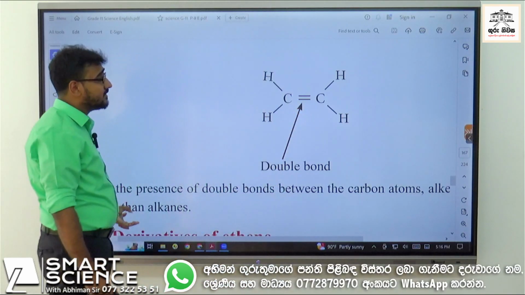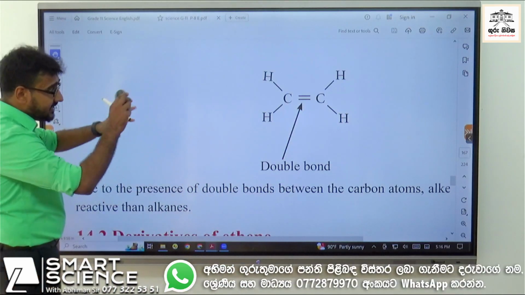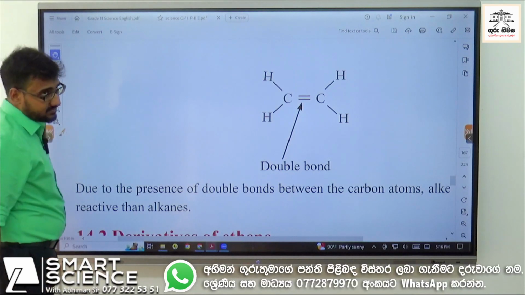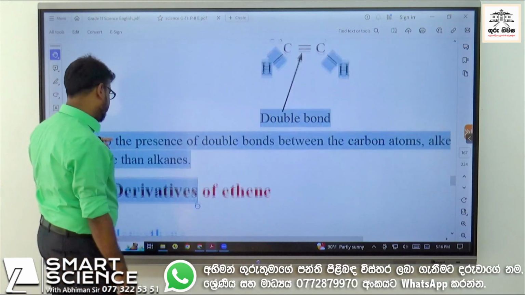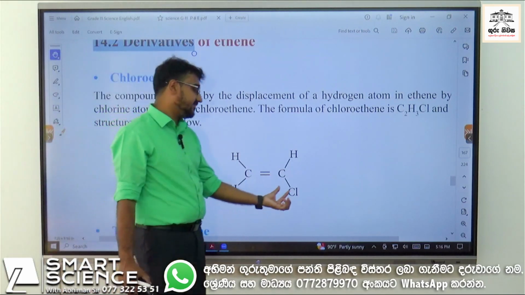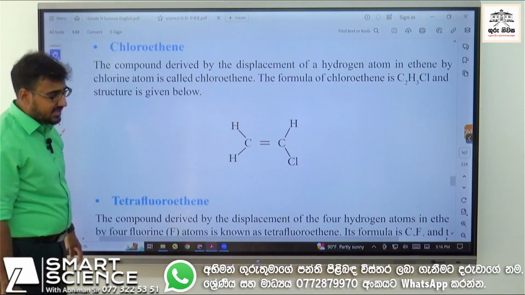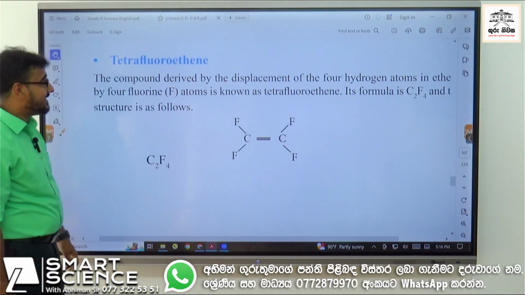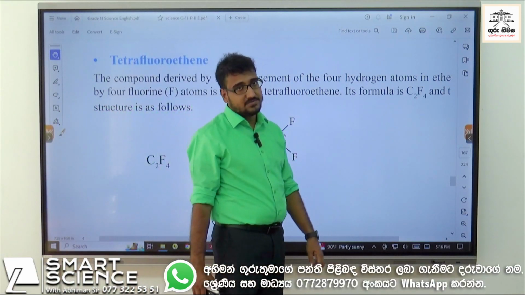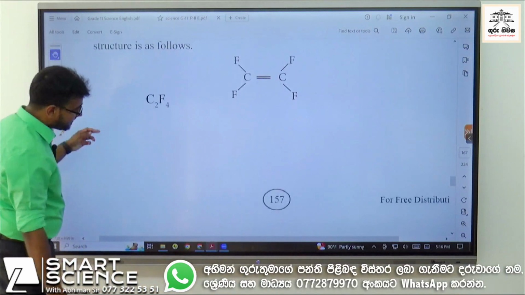And we can create a lot of derivatives by using alkene, by changing the elements of the main structure of the alkene. So these are known as derivatives. Remove an H and put a Cl, then it is chloroethene. If an F is added, it is fluoro. If all four are replaced, it is tetrafluoroethene.